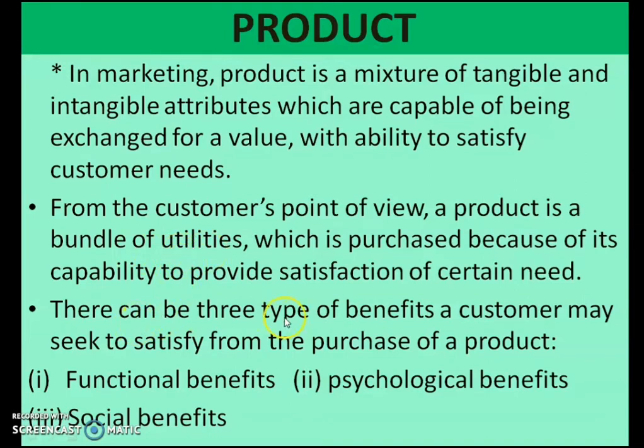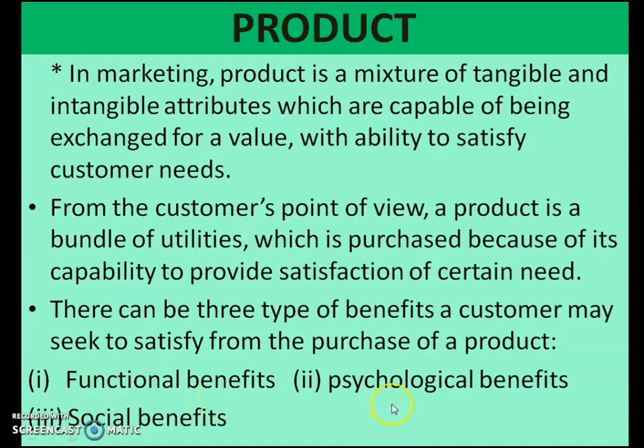Okay. There are 3 types of benefits which a customer seeks to satisfy from the purchase of the product. So which are the benefits they derive when they purchase this product? The first benefit is functional benefits. If you are purchasing a motorbike, it is providing transportation. So that benefit you are deriving, the function performed by a motorbike, is transportation. So a functional benefit is derived.